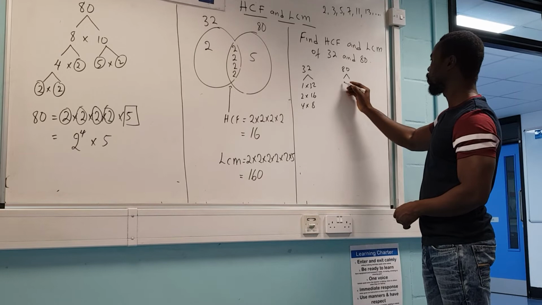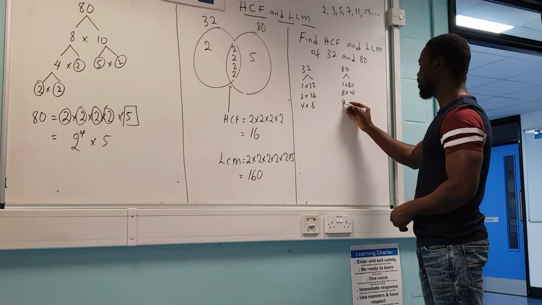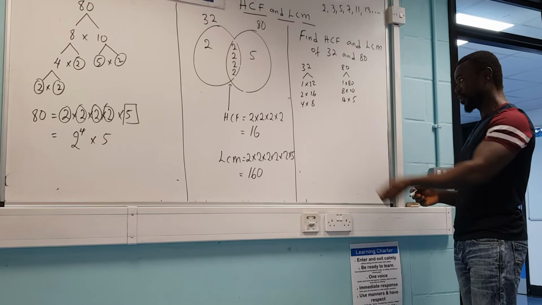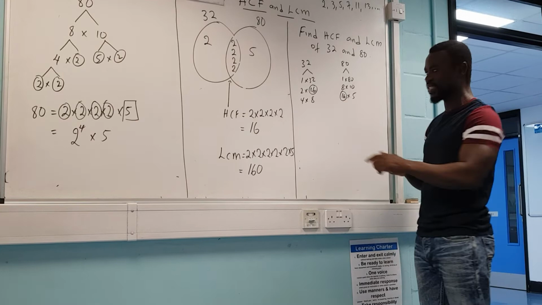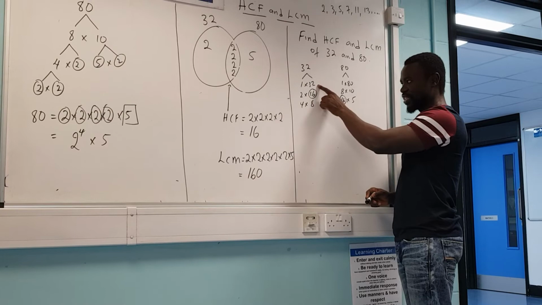We could have 1 times 80. We could have 8 times by 10. Okay, we could have 16 times by 5. There are so many. 2 times 40. There are a lot of numbers, but I'm not going to go through all of that. 4 times 20. But you can see straight away that there is 16 here. There is 16 here. I have stopped because I see 16 and 16. The highest numbers on the 32 side are 32 and 16.